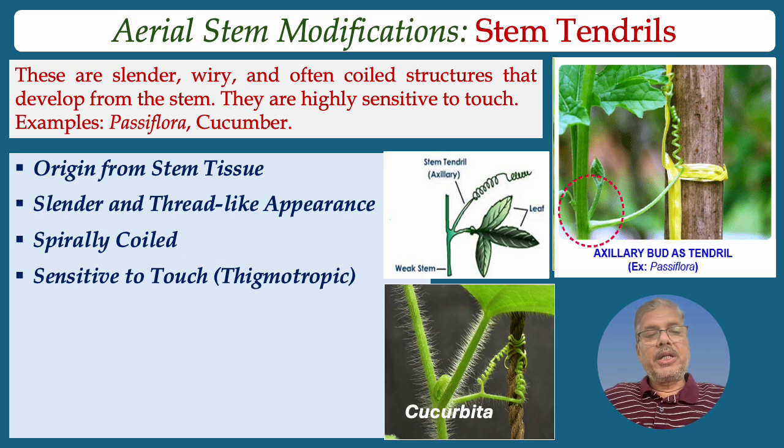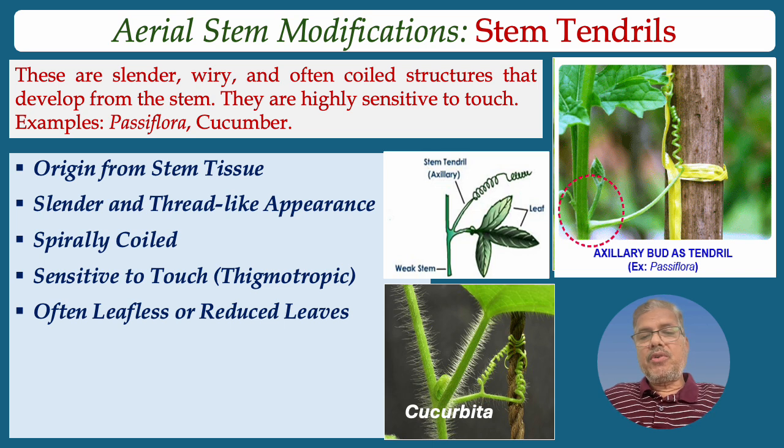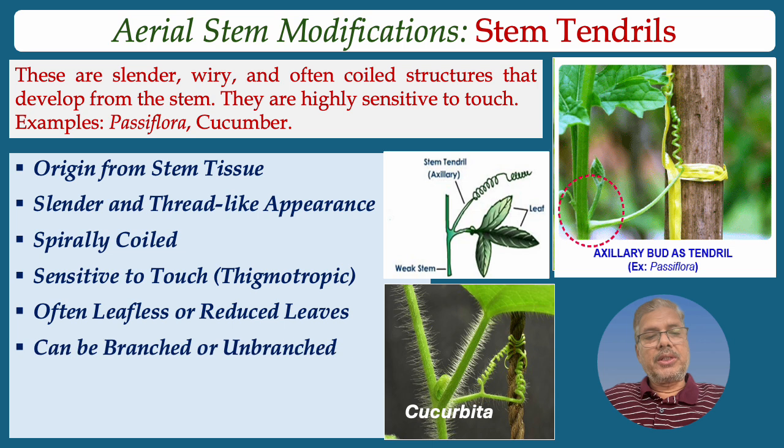When their tips brush against an object, this tactile stimulus triggers a growth response that causes them to coil around the support. While they originate from the stem tissue, stem tendrils generally do not bear prominent leaves. Any leaves present are usually minute scale-like structures. Depending on the plant species, a stem tendril can be a simple unbranched filament or it can branch out, increasing its chance of finding support.